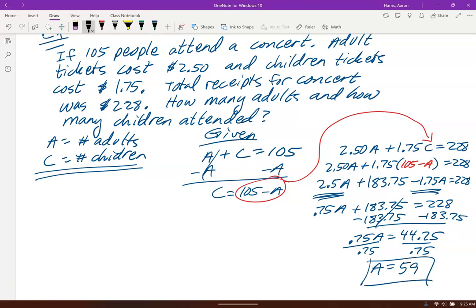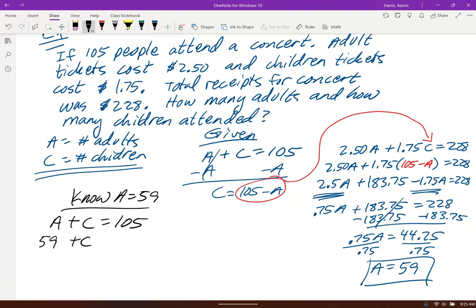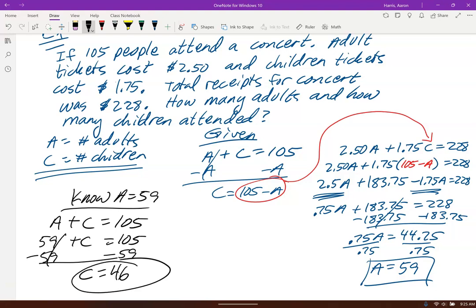So now I know there's 59 adults that attended, and the total number of concert goers is 105. So let's plug in the 59 for A. And the number of children would be 46. So 46 children went, and 59 adults went.